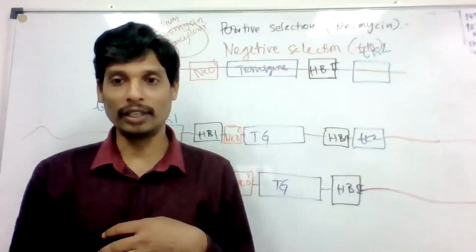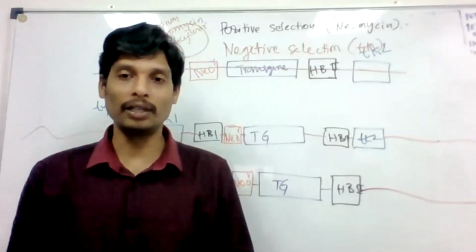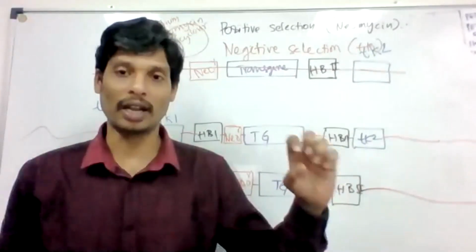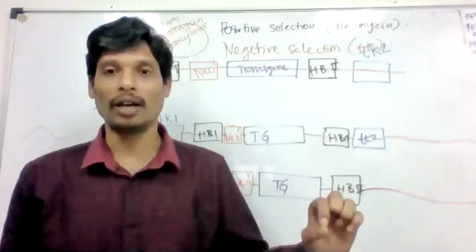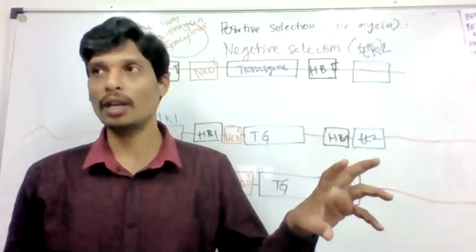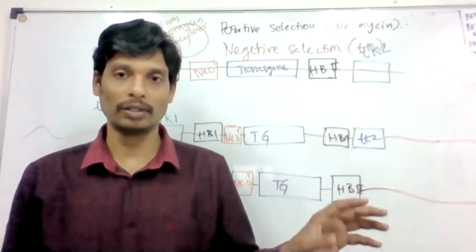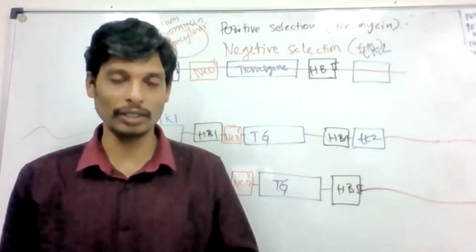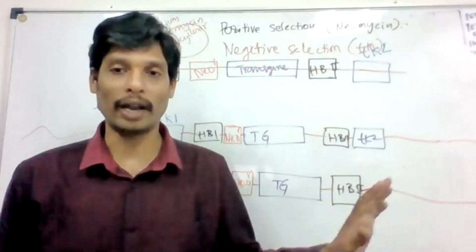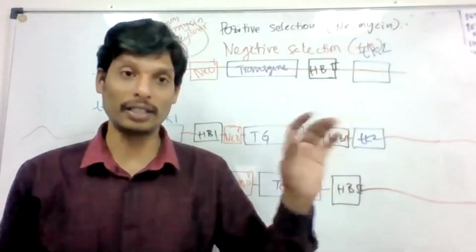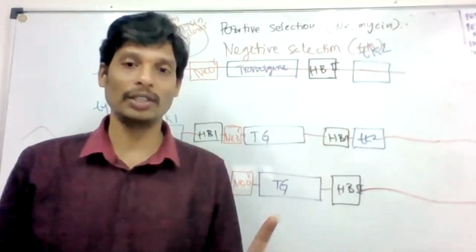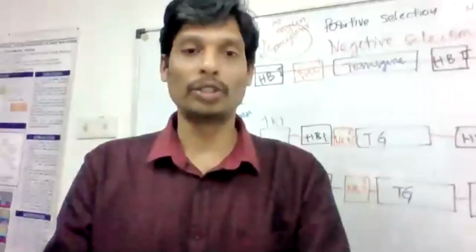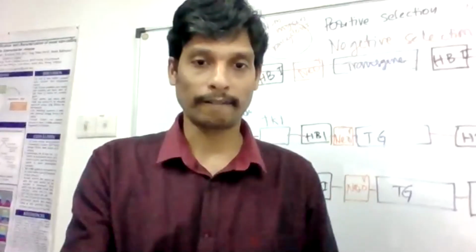Then second generation, if it is having, that means the founder animal is having the transgene at the germ cell line. So then second generation, if you have the transgene, that means that whole animal will be having the transgene at a desired location. So this we call as a positive negative selection.